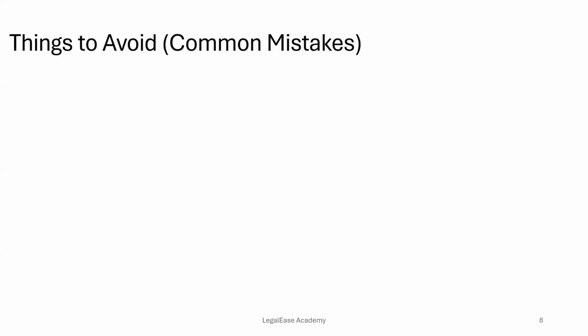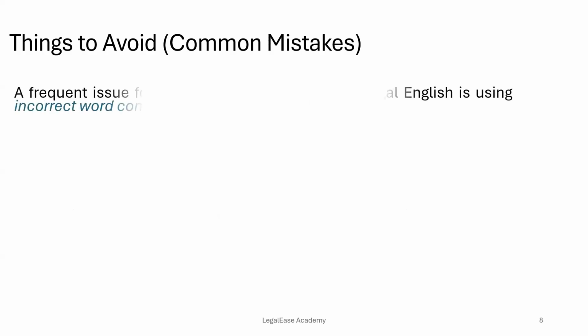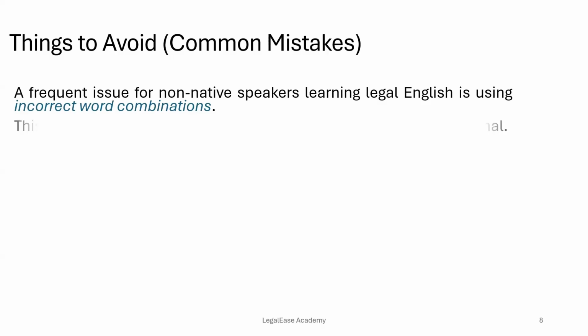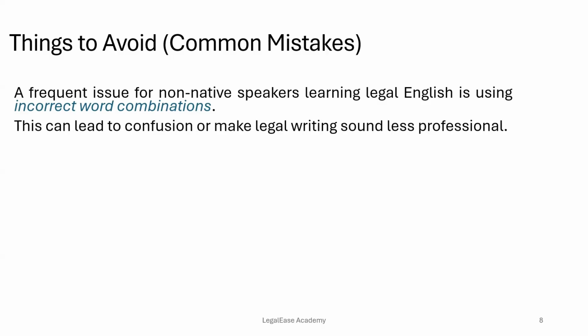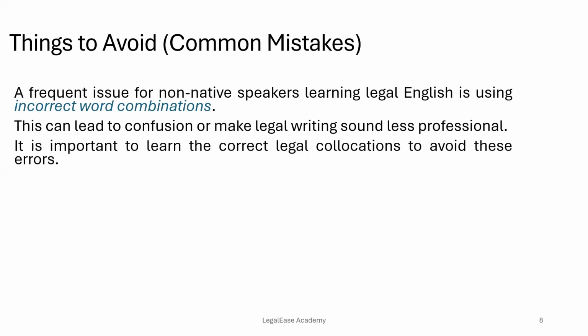Looking then at some common mistakes that people make when they are using or attempting to use collocations. So a frequent issue for non-native speakers learning legal English is using incorrect word combinations, putting the wrong words together. It can lead to confusion, obviously, and it can also make legal writing in particular sound very unprofessional. So it is, of course, important to learn the correct legal collocations and to avoid these errors.